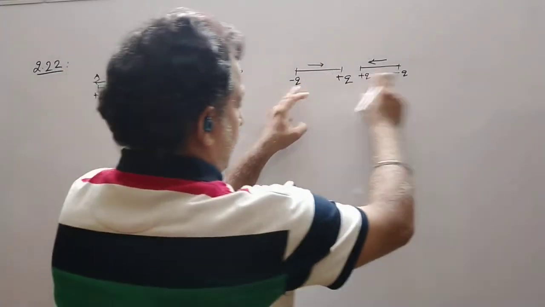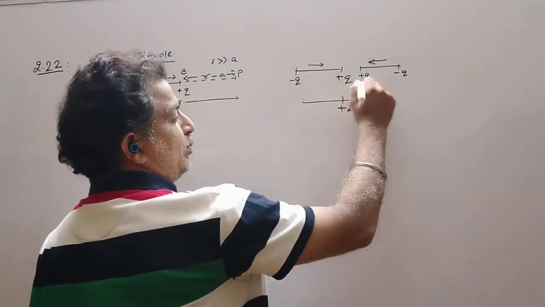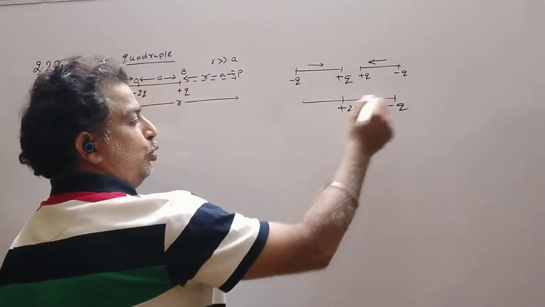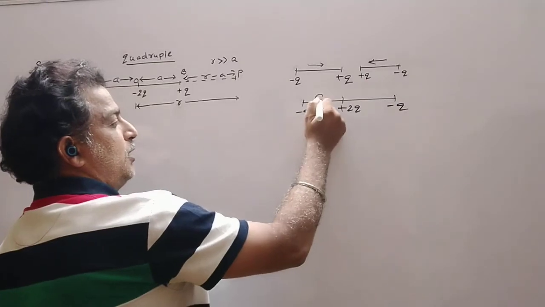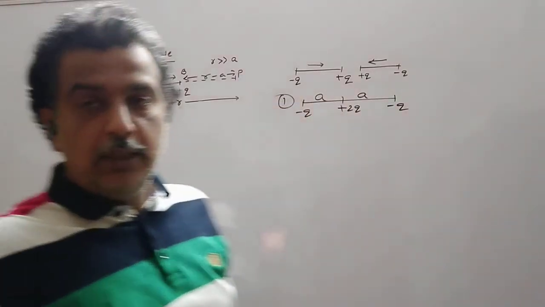So now if I make one arrangement from these two dipoles, it becomes plus q, minus 2q, plus q, that is plus q minus 2q plus q. So this distance is a, this distance is a. This arrangement is known as the quadrupole.